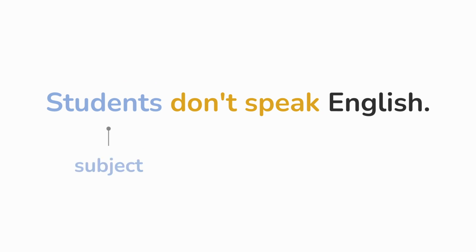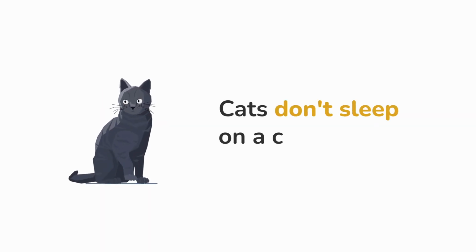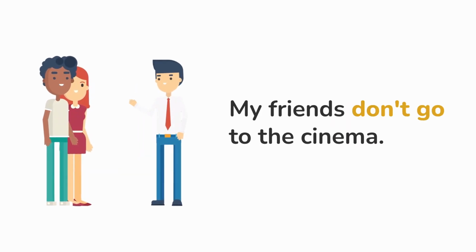We also use don't when the subject is a plural noun. For example, students don't eat pizza. Cats don't sleep on a couch. My friends don't go to the cinema.